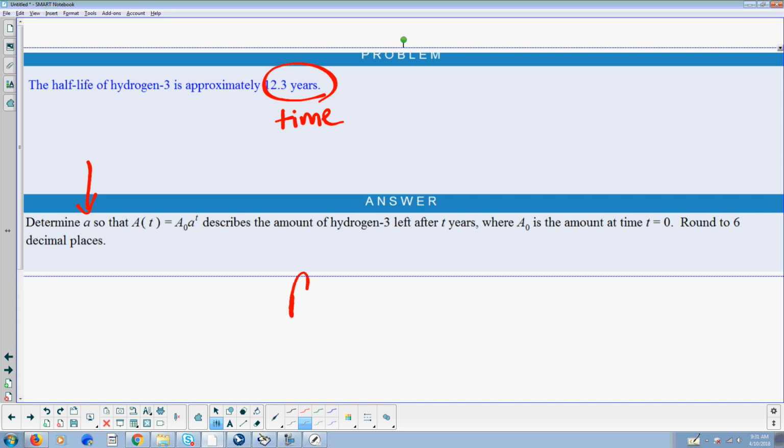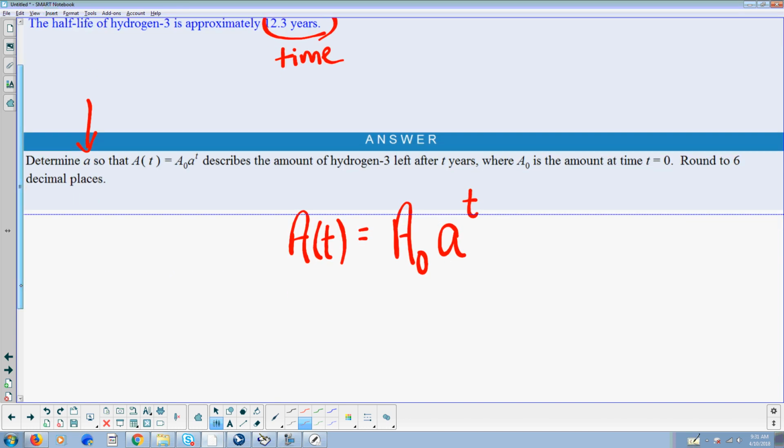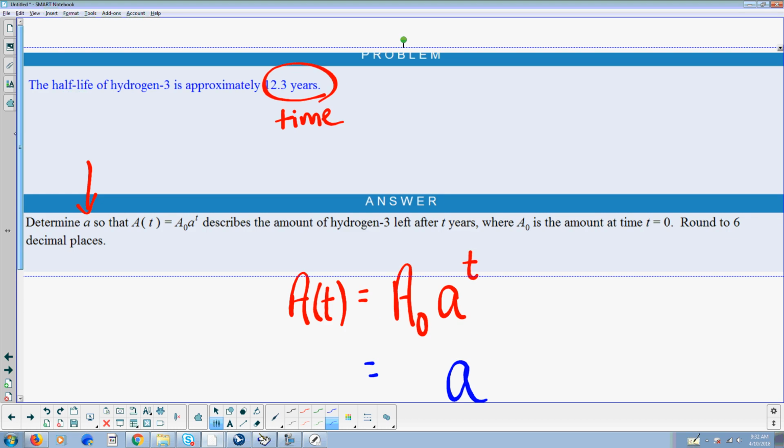Okay, so we're going to start with this formula. A of t equals A sub 0 times little a to the t. And this is weird because the only number they really gave us was time. The time it gave us was 12.3.